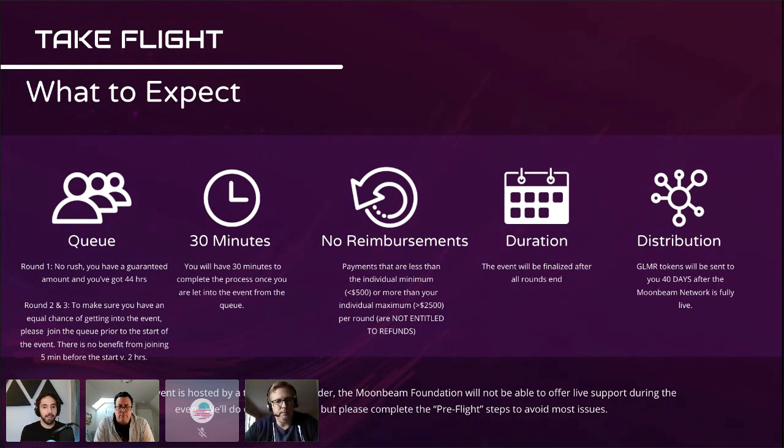Yeah, so that's a great point. So Aaron, you mentioned the distribution, right? And a lot of people, we saw that with Mover, are eager to know when they will receive their tokens and so on. So I guess this now goes to you, Derek. Let's say I participated in the Take Flight event, when will Glimmer show up in my wallet?